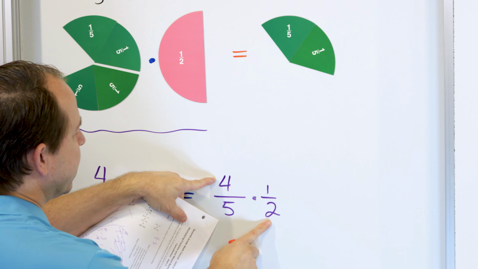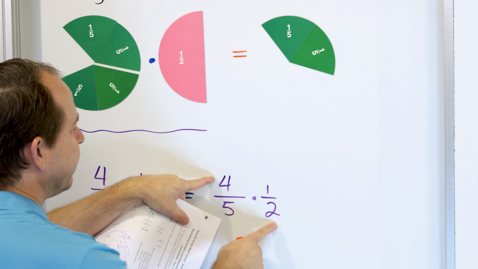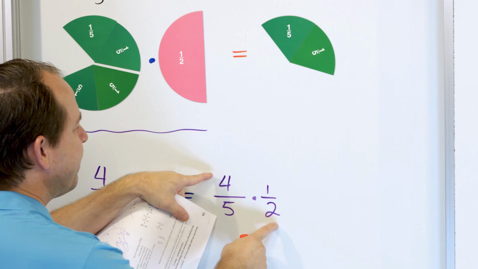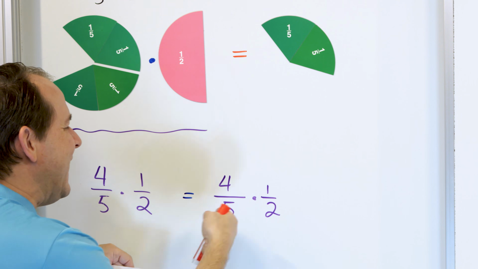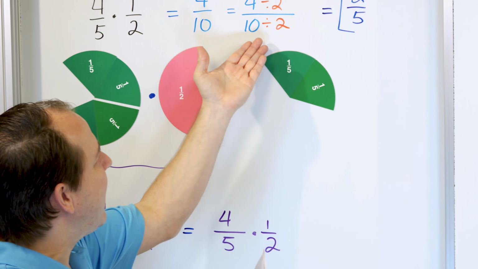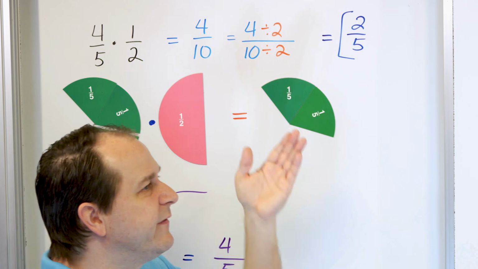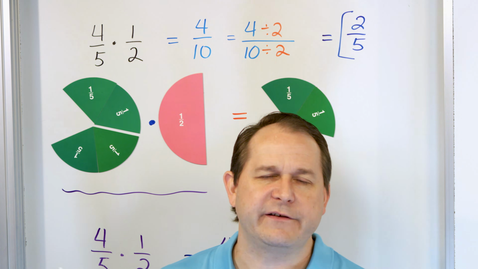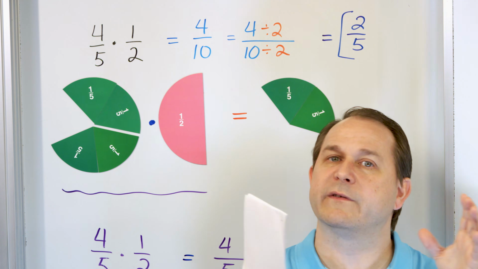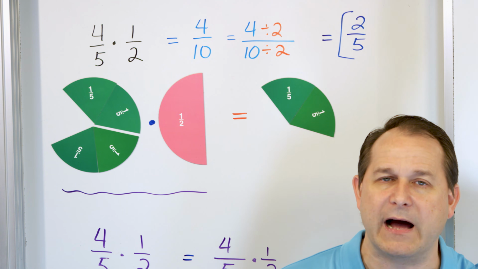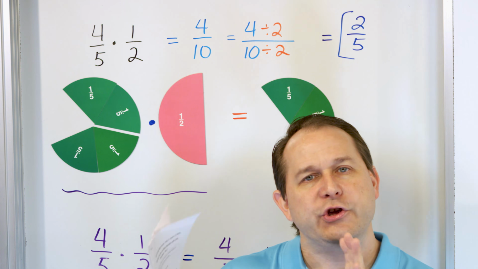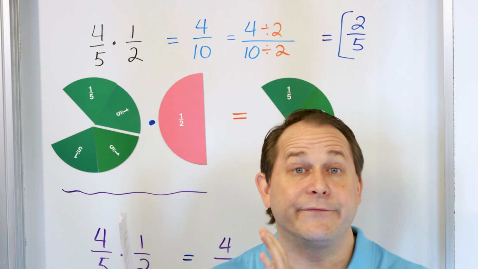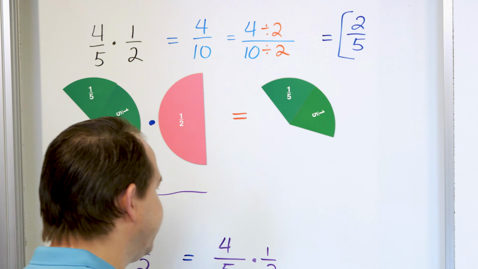But when I look at these numbers, the 4 and the 2, they're both even numbers. So I can divide the top and bottom by 2 ahead of time, because when you think about it, all I did in the previous way was divide by 2 but after the multiplication. So here's the deal. When you multiply fractions, you can either multiply first and then simplify by dividing, or you can pre-simplify by dividing first and then execute the multiplication.